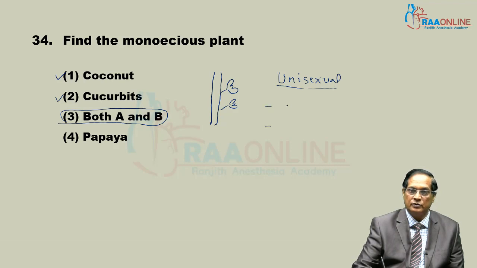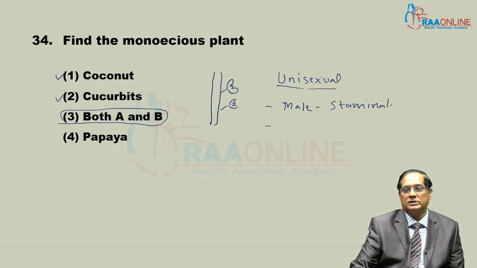Unisexual flowers are of two types. One is the male flower, called the staminate flower. In this flower, male reproductive structures are present but female are not. Second is the female flower. In this flower, only the carpel is there, so it is called the pistillate flower. Female flower is known as pistillate flower.